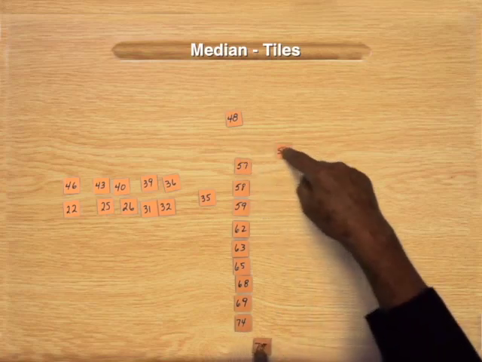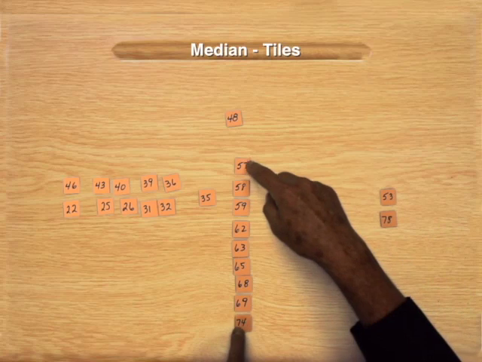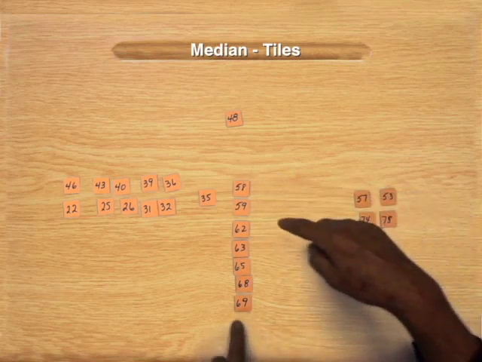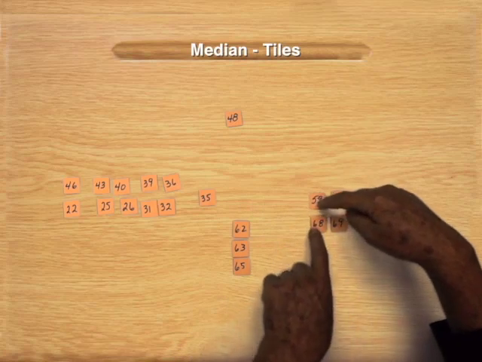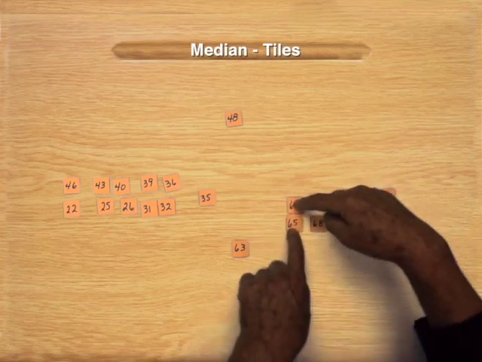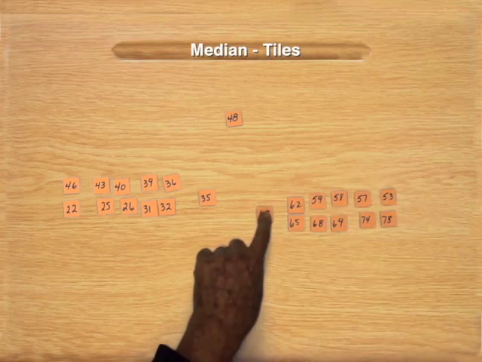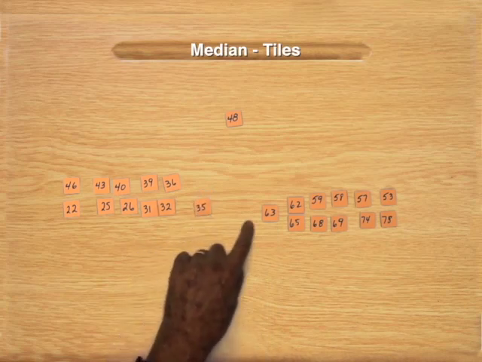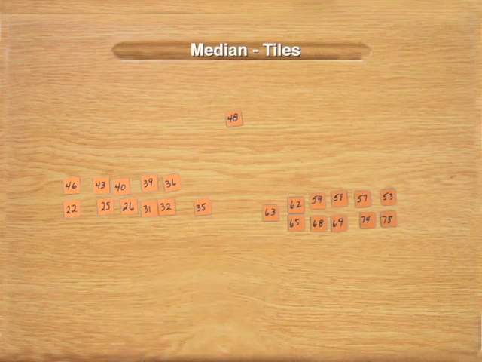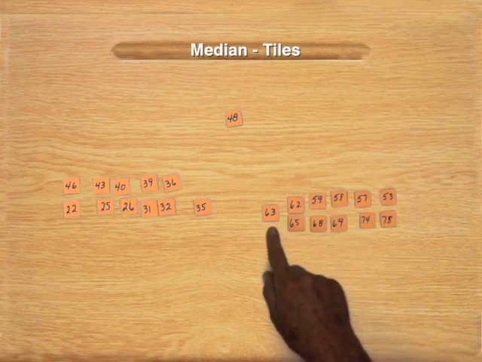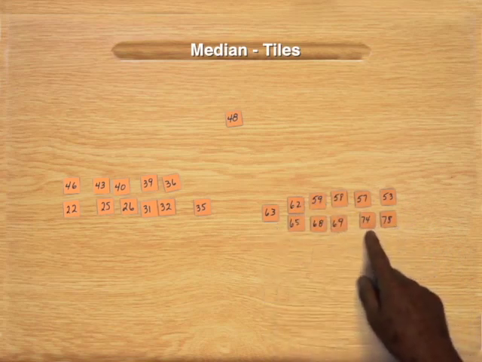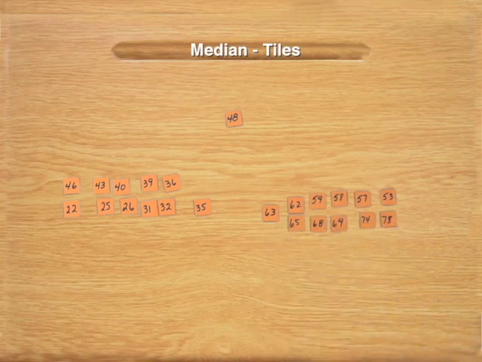Now with our higher numbers, the numbers higher than 48, we do the same thing. So we take 53 and 78, then we take 57 and 74, 58 and 69, 59 and 68, 62 and 65, and we're left with 63. So that means 63 is the middle number of the high numbers. There are 5 numbers lower than 63, and 5 numbers higher than 63.